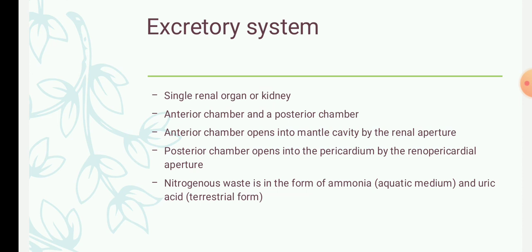When the pila is inside the water, the nitrogenous waste will be in the form of ammonia. And when it is on land, in the terrestrial form, it will excrete uric acid. These are the two nitrogenous wastes produced by the pila in the different ecosystems, aquatic and terrestrial. Okay, thank you.